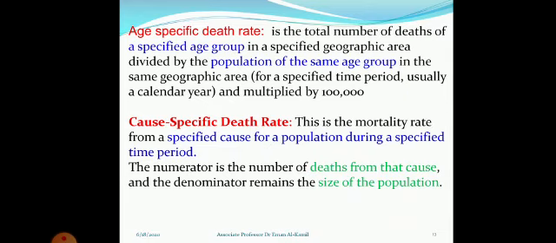And also for the cause specific death rate, it is the number of deaths due to a specific disease divided by the total population multiplied by 1000. In the cause specific death rate, the numerator is the number of deaths due to a specific cause. For example, the number of individuals who died because of cancer divided by the total population multiplied by a 100,000 constant.